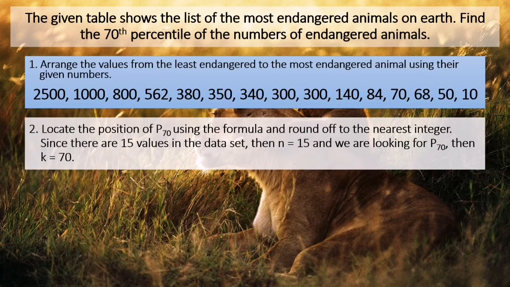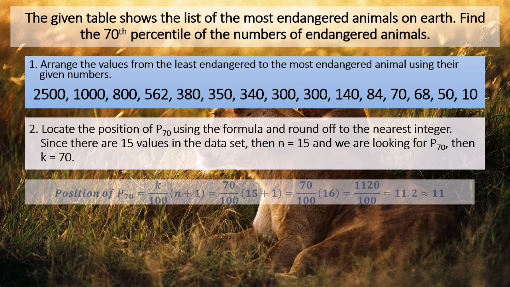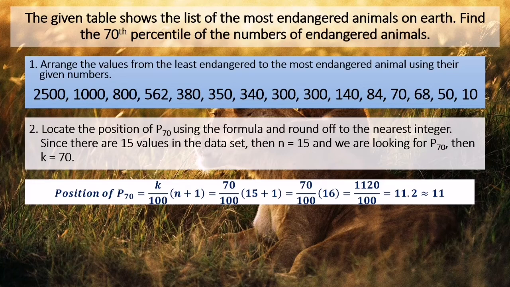Then, locate the position of the 70th percentile using the formula and round off to the nearest integer. Since there are 15 values in the dataset, then n is equal to 15. And we are looking for the 70th percentile, then k is equal to 70. Using the formula, position of the 70th percentile is equal to k over 100 times quantity n plus 1 close quantity. Substitute the values of k and n.